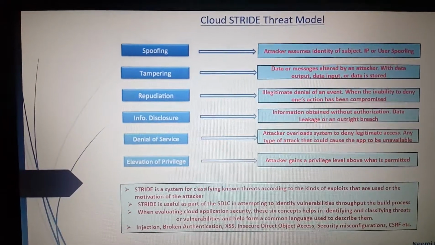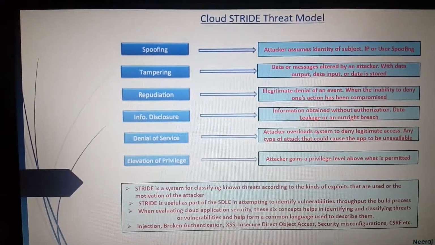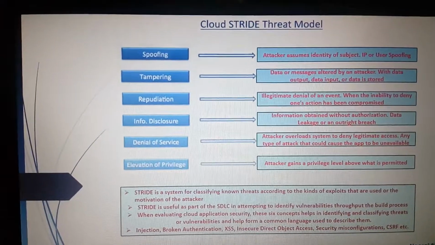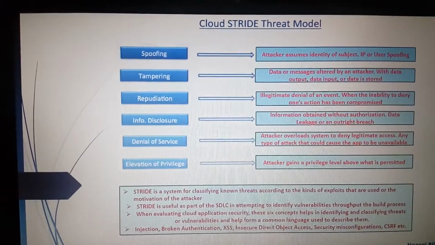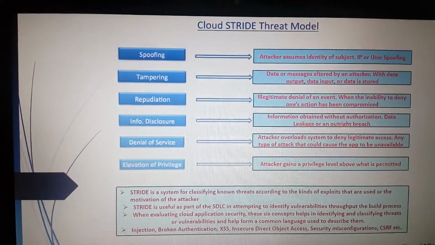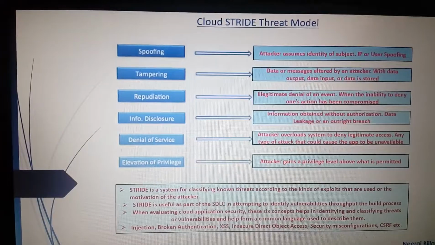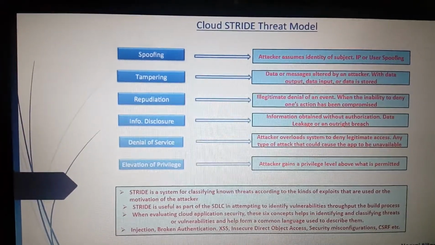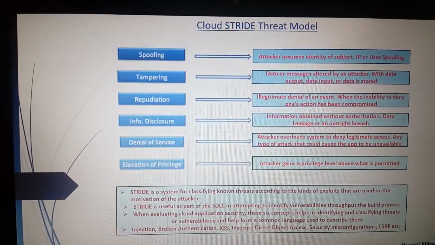Today we understand the very important cloud STRIDE threat model. So what is this STRIDE model all about? This is the STRIDE model created by Microsoft some time ago, where known threats have been identified. This threat model has been widely adopted in the cloud environment in the application security space.